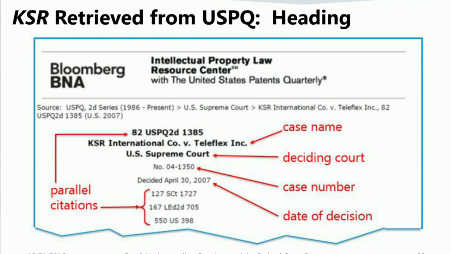The next few slides use KSR versus Teleflex as an example to familiarize you with the documents you can retrieve through the Bloomberg BNA Intellectual Property Law Resource Center search page. Here's an example from the top of the first page of the KSR decision. You'll see the case name, the deciding court, the case number, and the date of the decision by the court. In this example, there are also several parallel citations that indicate some of the various reporters that have published this decision.